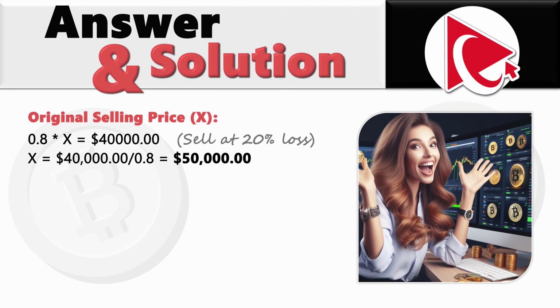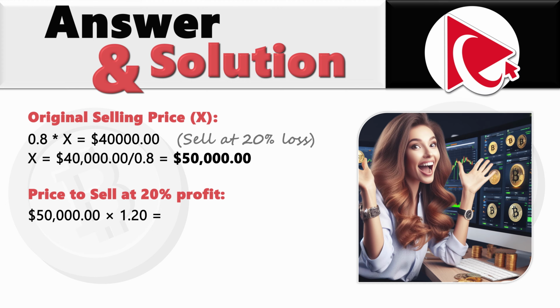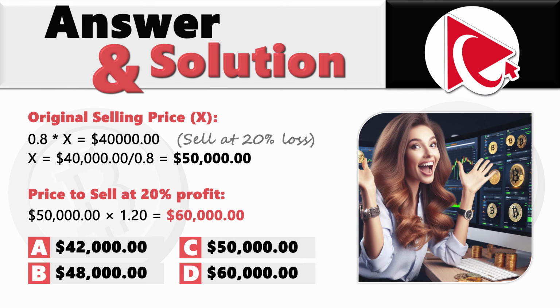Now it's time to define a 20% profit price. $50,000 multiplied by 1.2 equals $60,000. So the correct answer here is choice D, $60,000.